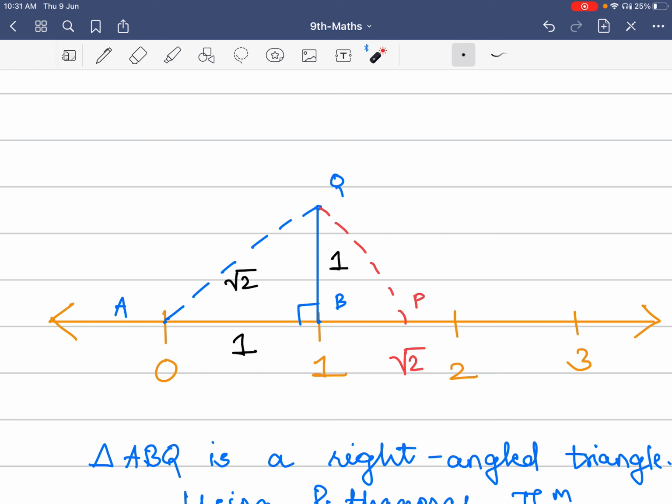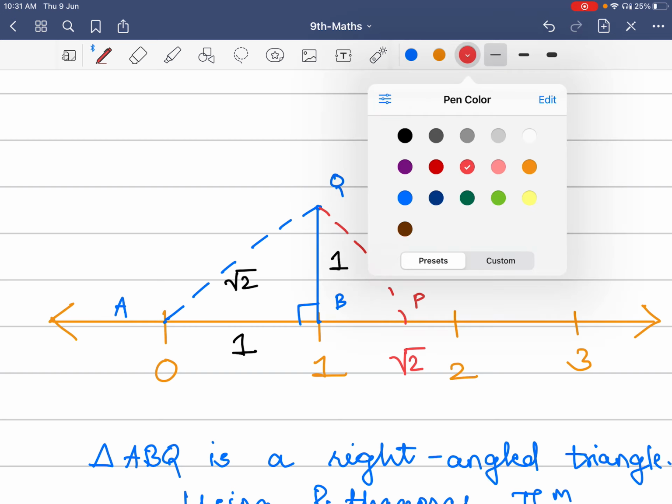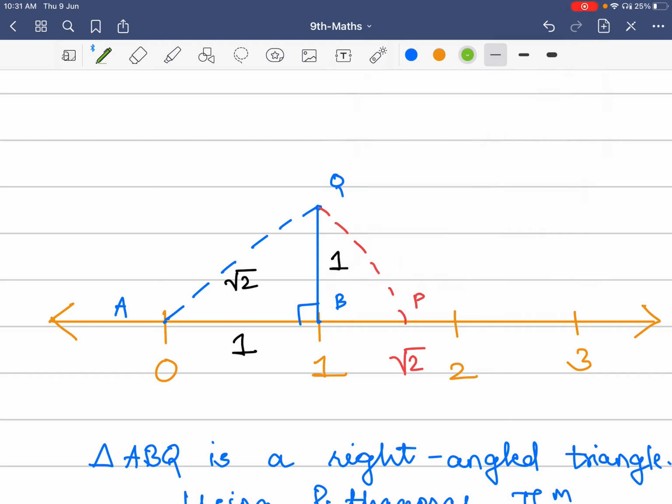The exact same procedure and exact same concept we are going to use to locate root of 3. How are we going to do it? We are going to construct another right angle triangle here, with AQ as the base of our triangle. Let's do it. Let me use a different color. I'm going to draw a perpendicular line here of length 1, which will be perpendicular to AQ, and let me mark it. This is a perpendicular line to AQ, and the important point is that it is of length 1.